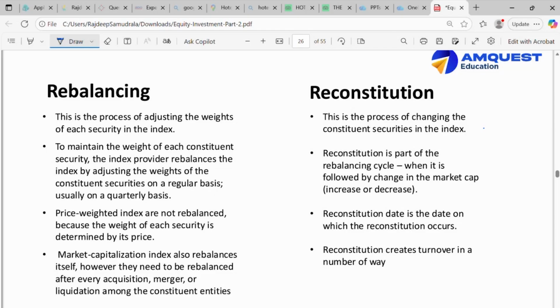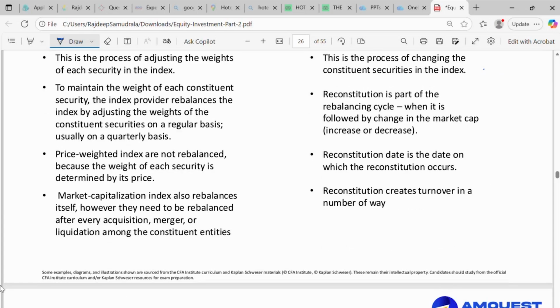Rebalancing means where the weights are being adjusted. And reconstitution is where you change the constituents themselves. You remove one security, add a security. In rebalancing, you keep the same securities, but you are simply changing the weight from 5% to 10% or 6% or 3%. Are we clear? So rebalance, change the weights; reconstitute, change the securities. Clear? So when you do rebalancing, remember price weighted need not be rebalanced because the weight is entirely dependent on the price.